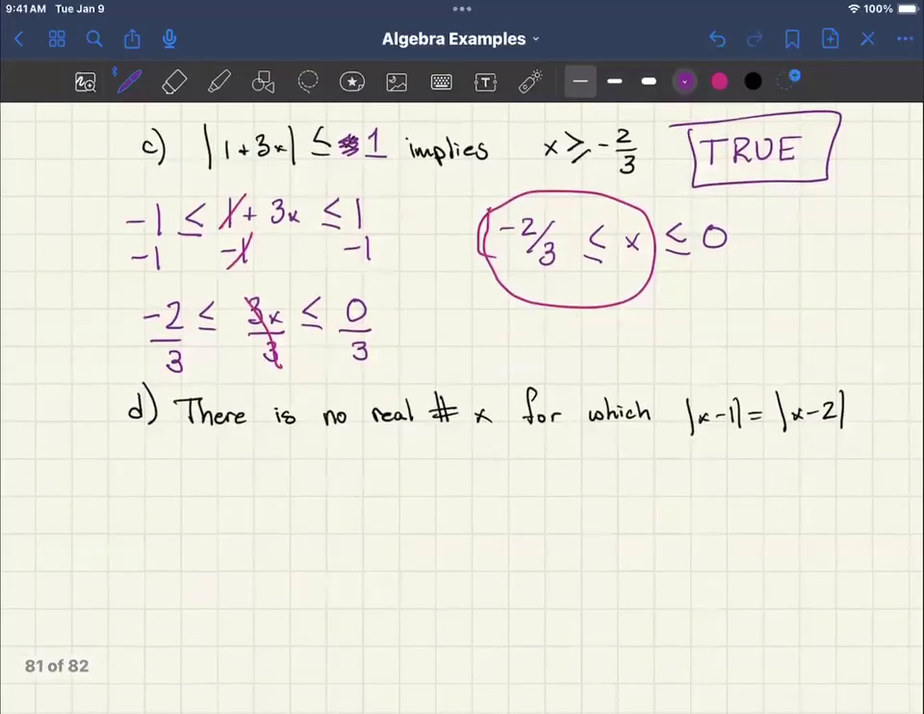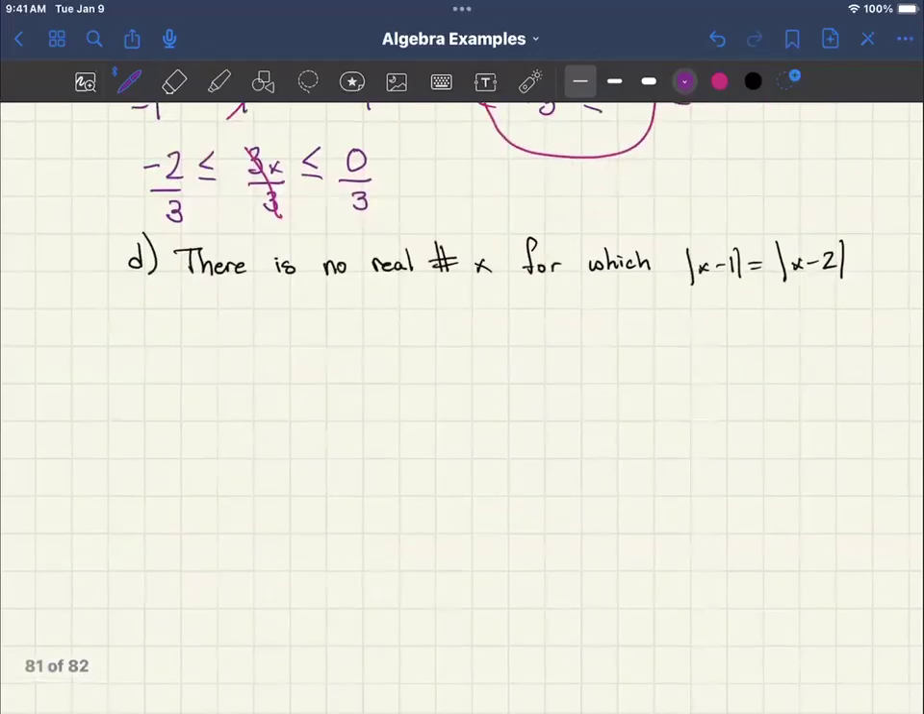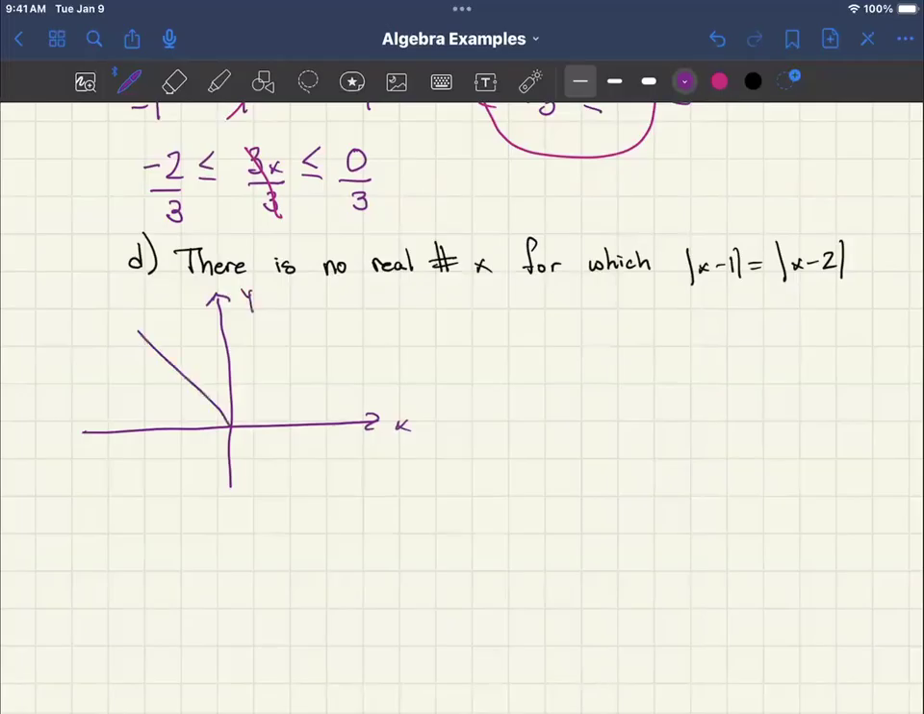All right. So, challenge number 1. There is no real number x for which absolute value of x minus 1 is equal to absolute value of x minus 2. And the way that I was thinking about this, because you can start trying to plug random numbers in, but that could take a really long time. So I like to go back to pictures sometimes. Pictures are super useful, right?